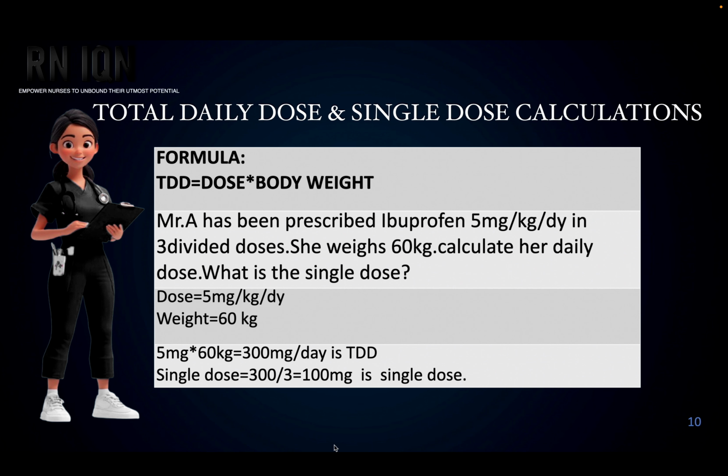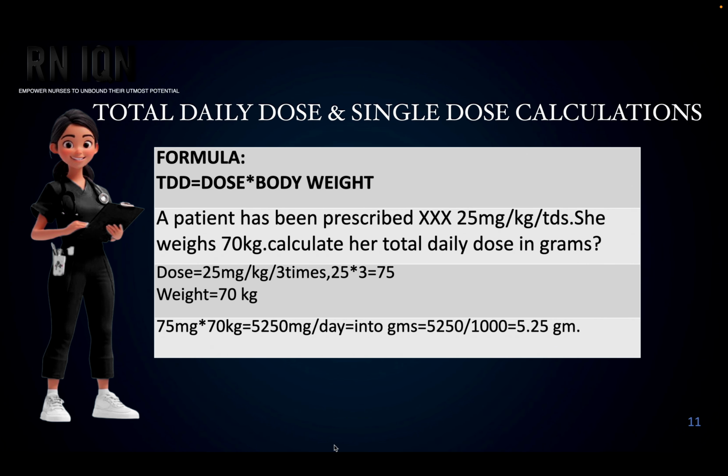Here the given dose is 5 mg per kg per day. The patient weight is 60 kg. Simply apply the formula, 5 into 60 kg, that is 300 milligram per day, that is the total divided dose. In order to find a single dose, divide the total dose by number of divided doses. Here the number of divided doses is 3, so 300 divided by 3, that is 100 milligram is a single dose. Clear?